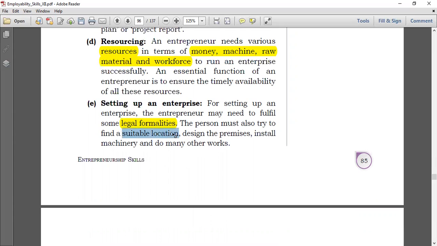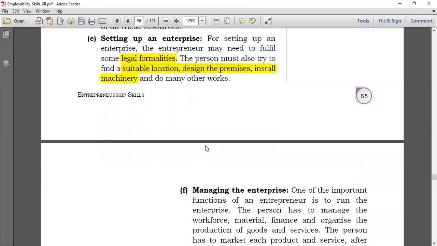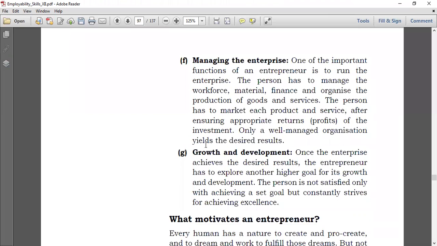We cannot start up in residential areas, right? The premises, right? Then for installing some heavy machinery, you need to take permission from the government, right? And likewise, there are many other tasks which we need to think over while starting up a business.